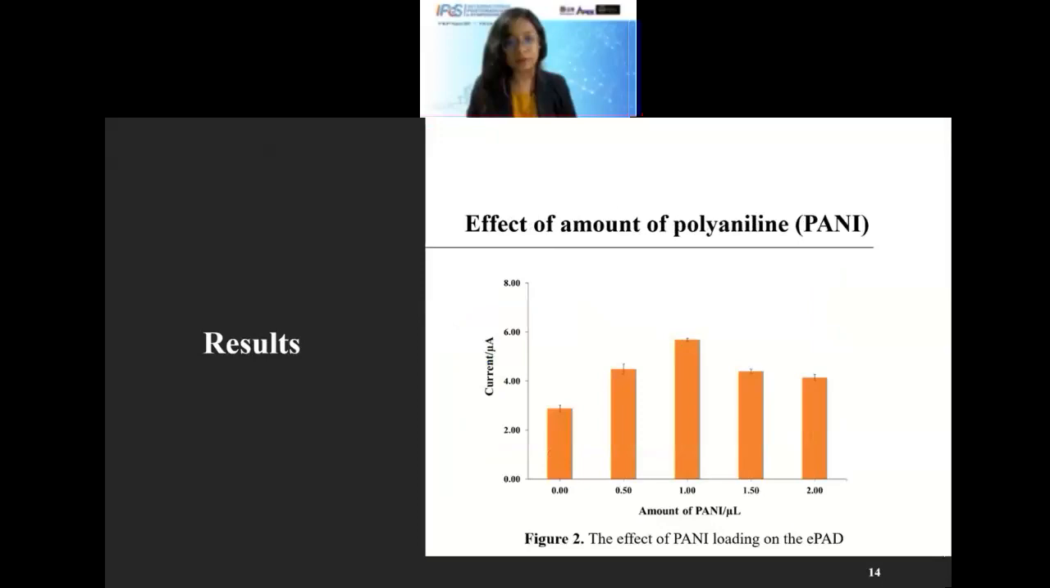After that, we studied the effect of the amount of polyaniline for electrode modification from 0 to 2 microliters. The current signal increases with polyaniline loading from 0 to 1 microliters and decreases at higher loading. Higher loading results in lower current generation, probably because the increased thickness of the modified electrode inhibits electron transfer. Therefore, the optimum volume of polyaniline was determined at 1 microliter.